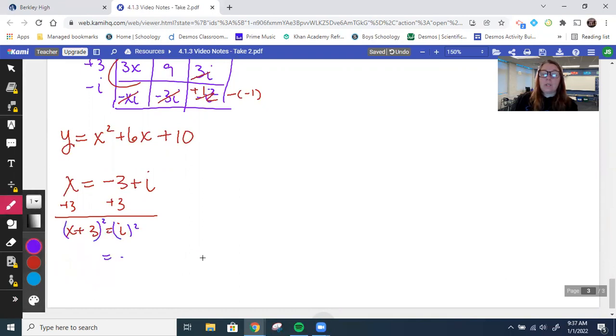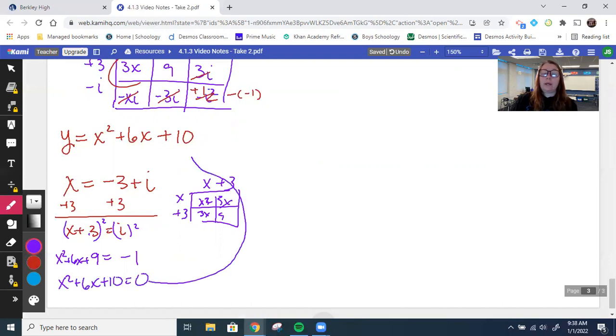But here, if I square this, i squared is negative 1. And if I square the x plus 3, like make a box, and square the x plus 3, not just square the x and square the 3, you get x squared, 3x, 3x, 9. So you get x squared plus 6x plus 9. And then remember, I want 0 on the right. If I add this 1 over here, look, I get the same thing I got over there. And to me, that's a lot faster.